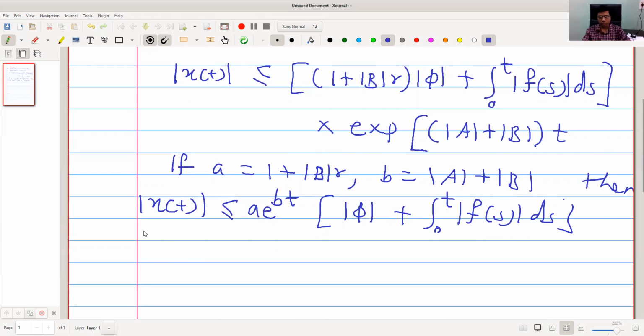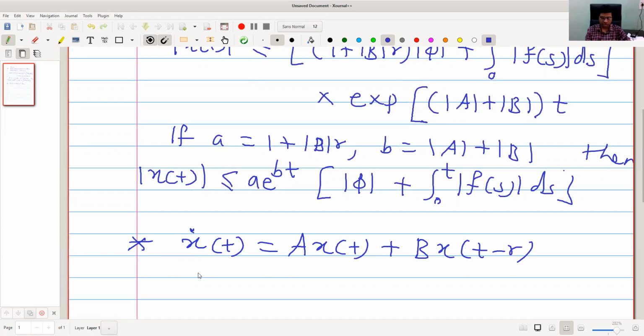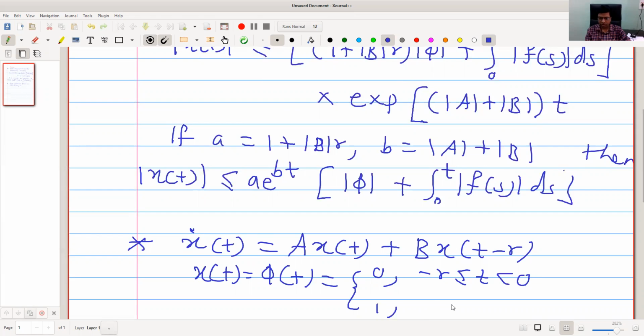Now we consider the homogeneous problem x dot of t equal to a x of t plus b x of t minus r, and initial data is phi of t equal to 0 for t less than 0, meaning minus r less than or equal to t less than 0, and it is 1 when t equal to 0. Okay.